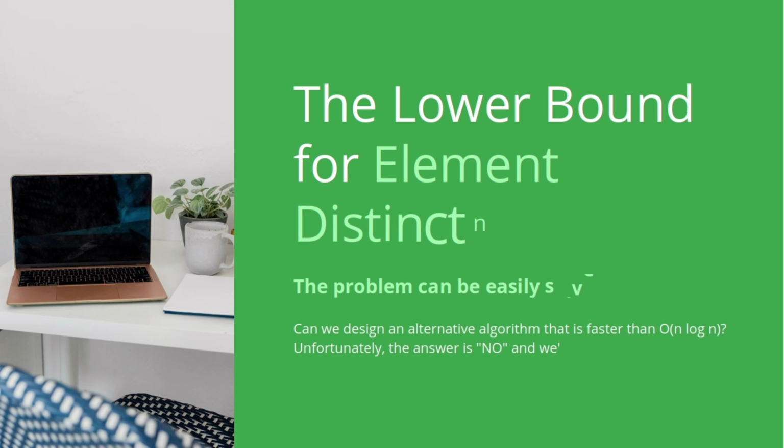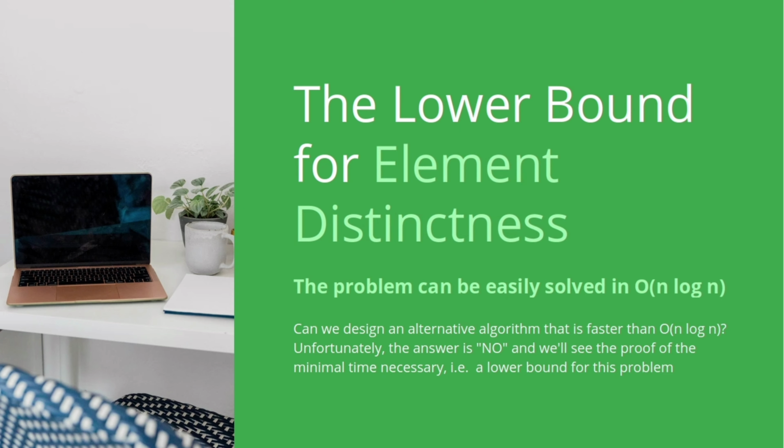Now comes the question, what is the lower bound for the element distinctness problem? Well, the problem can be solved in big O of n log n time. But the real question here is, can we design an alternative algorithm that is faster than big O of n log n? Unfortunately, the answer is no.